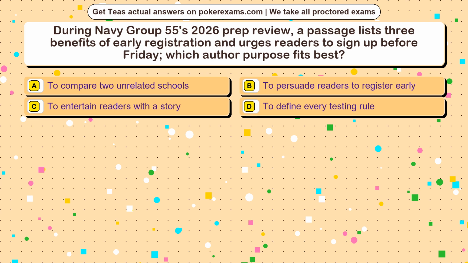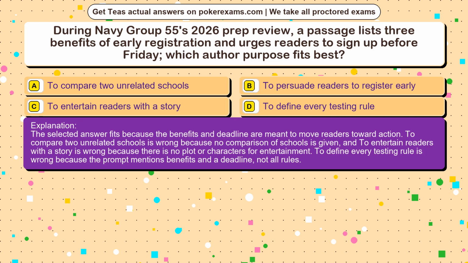The correct answer is option. The selected answer fits because the benefits and deadline are meant to move readers toward action. To compare 2 unrelated schools is wrong because no comparison of schools is given, and to entertain readers with a story is wrong because there is no plot or characters for entertainment. To define every testing rule is wrong because the prompt mentions benefits and a deadline, not all rules.